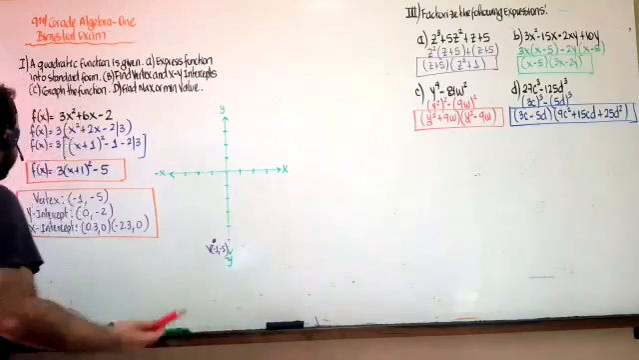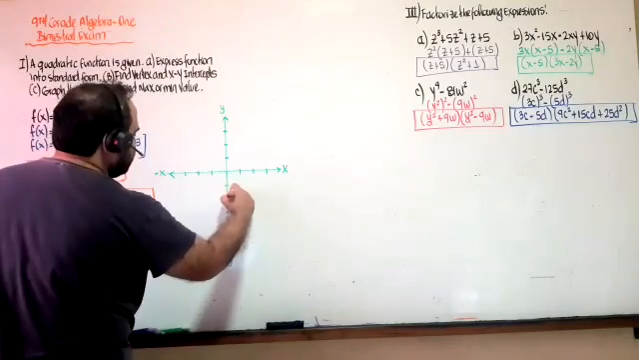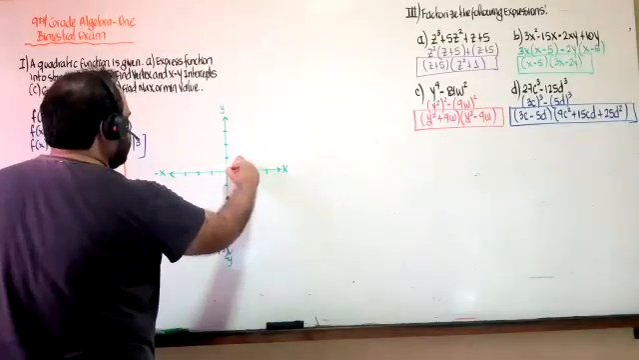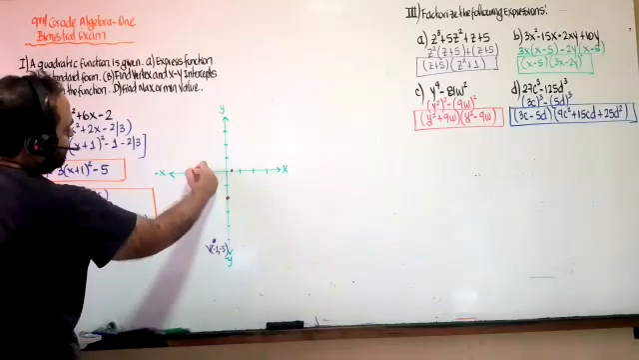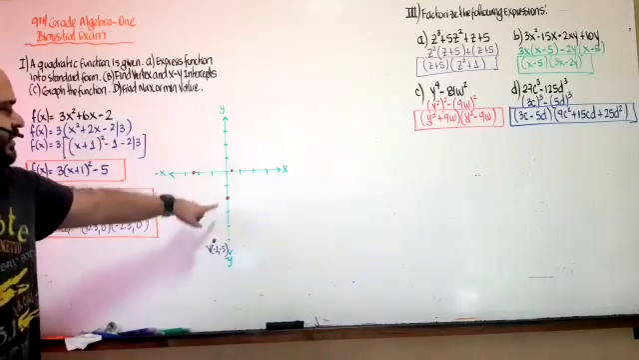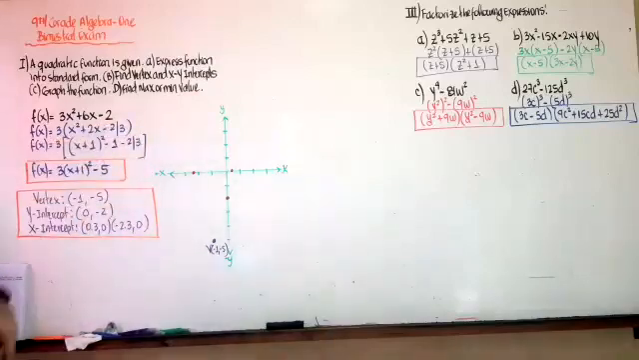I'm going to use these red points. The y-intercept is given by (0, -2). We also have (0.3, 0) over here, and we have (-2.3, 0). With these three intercept points, that will be more than enough to sketch the graph.